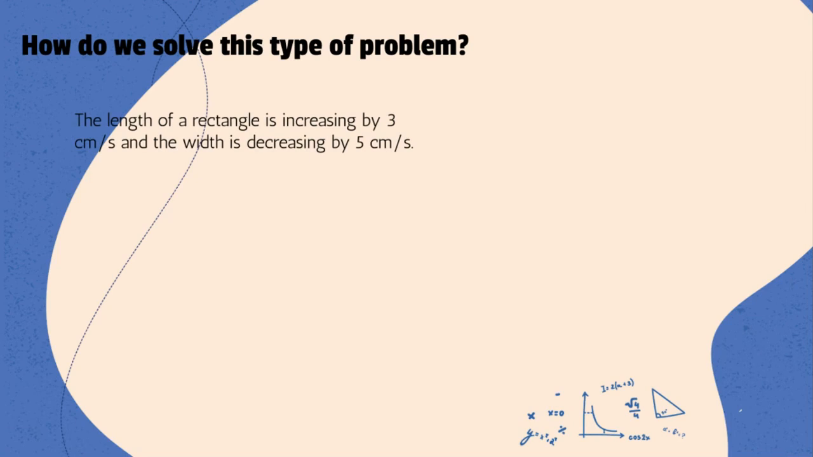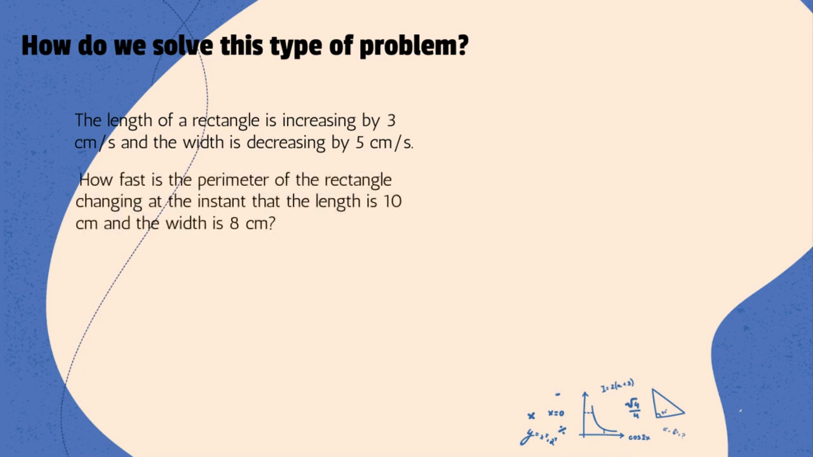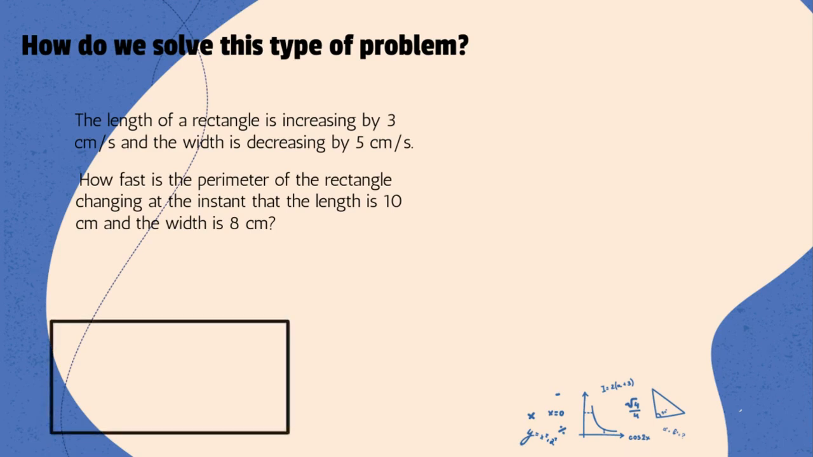So we're going to go through an example to help us better understand how to do related rates. The example is: the length of a rectangle is increasing by 3 centimeters per second and the width is decreasing by 5 centimeters per second. How fast is the perimeter of the rectangle changing at the instant that the length is 10 and the width is 8? So here is our rectangle that we're going to be adding information to.